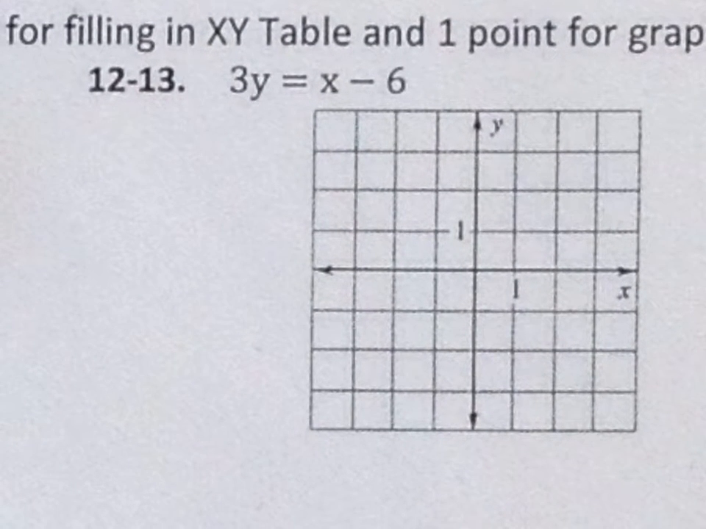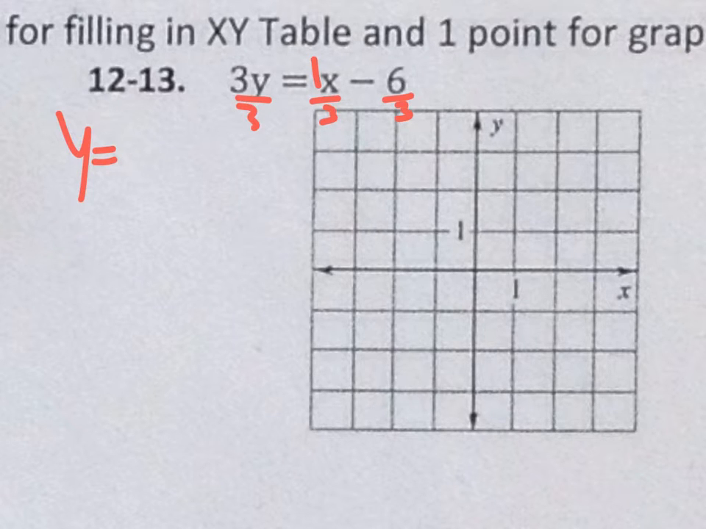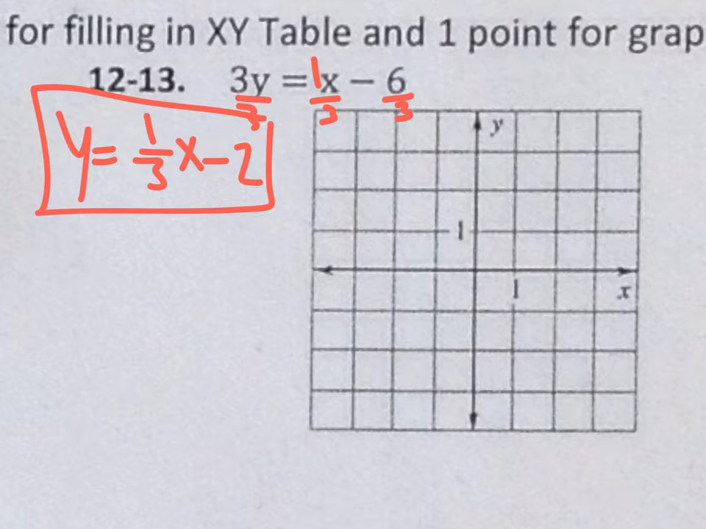Now this guy, before even making an XY table, you have to divide everything by 3. Divide by 3, divide by 3, divide by 3. So you're going to have y equals, there's really an invisible 1 in front of the x. So that's a 1/3 x minus 2. Ladies and gentlemen, this is our function form equation.